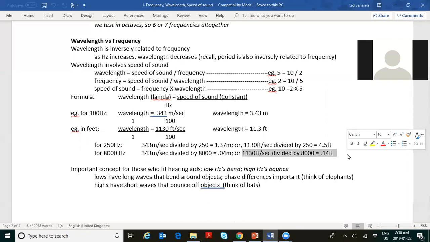Don't just say 0.14. Tell me what it is. 0.14 what? Inches, feet, miles, okay? And same with this one. So here we go. Same with the top one.